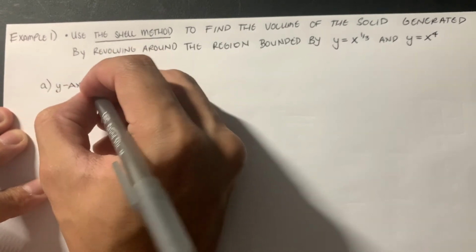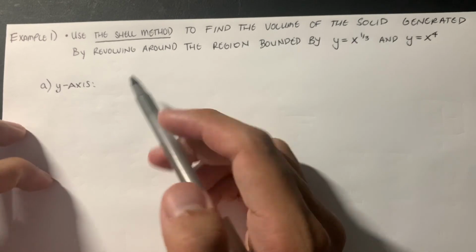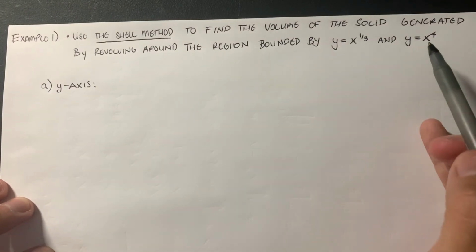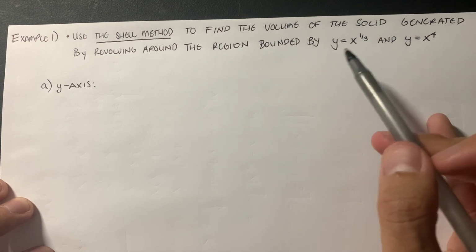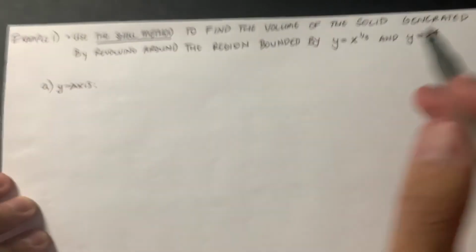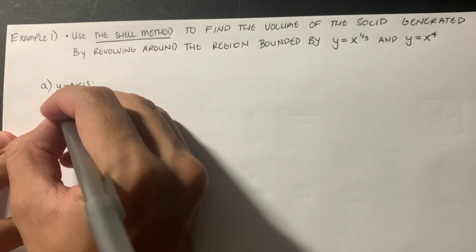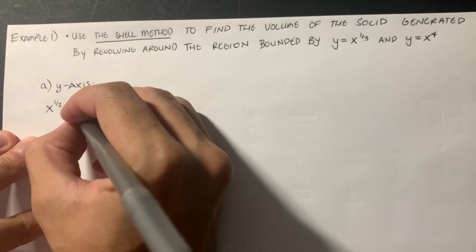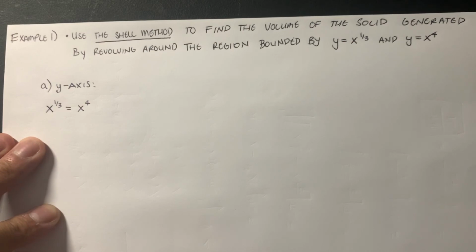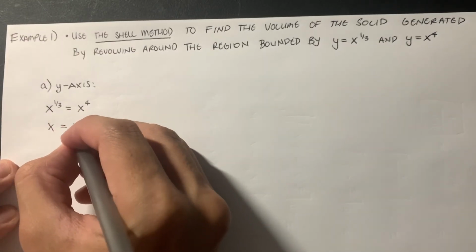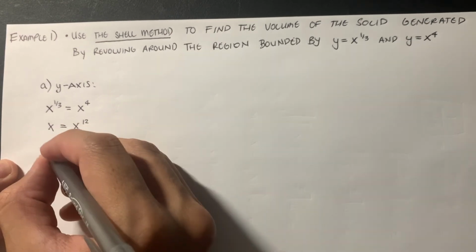So the first thing we usually want to do is set these two functions equal to each other so we could find where they intersect, so we can go ahead and graph them. When we set that equal to each other, that'll be x to the 1/3 equals x to the 4th. And then to solve that, we're just going to go ahead and cube both sides. That becomes x, this becomes x to the 12th. Go ahead and subtract x there.